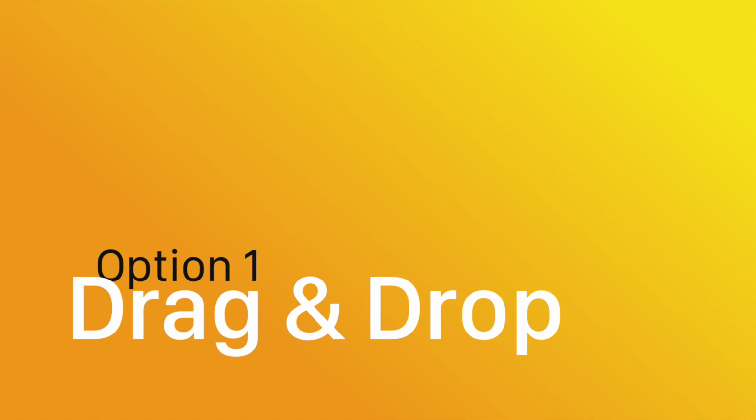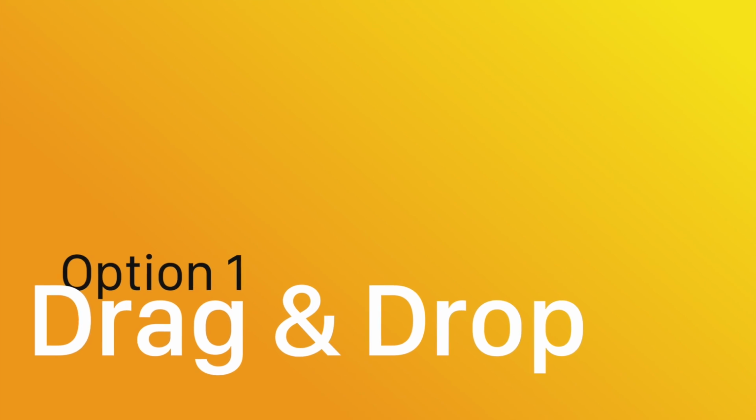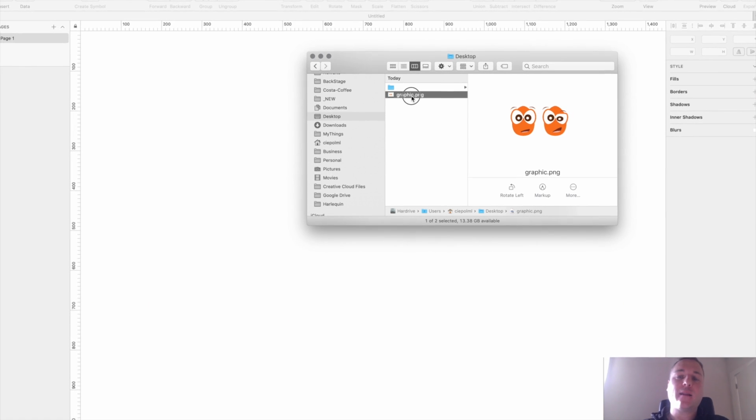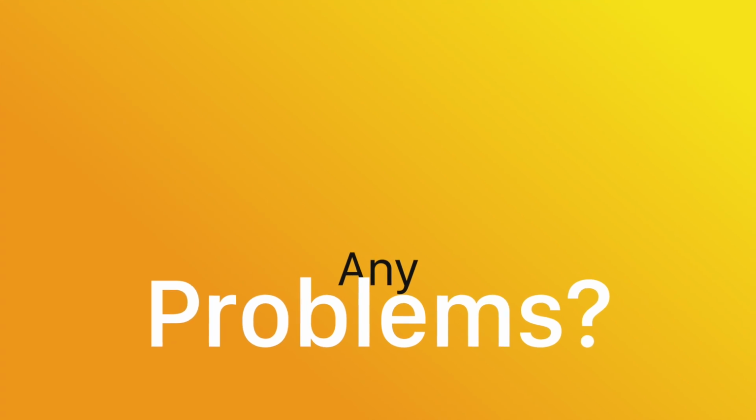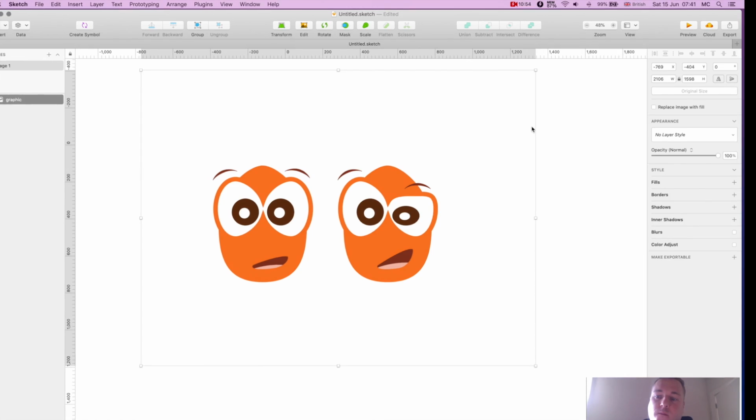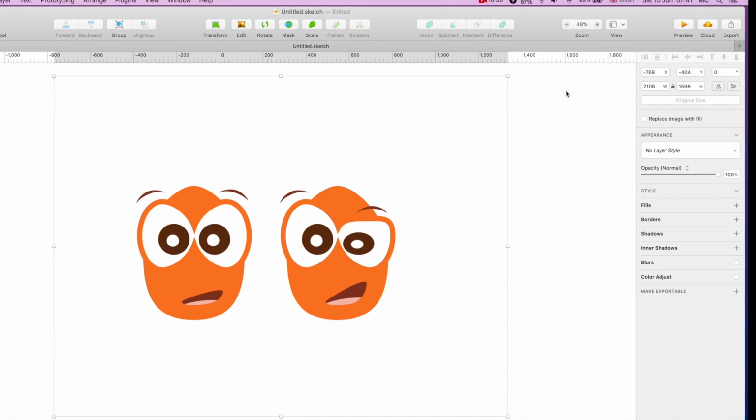The options: dragging and dropping. And you should see a green plus. That means your file can be added. Any problems with that? Usually it's a bit too big. So have a look at the scale. It shows 48 percent.